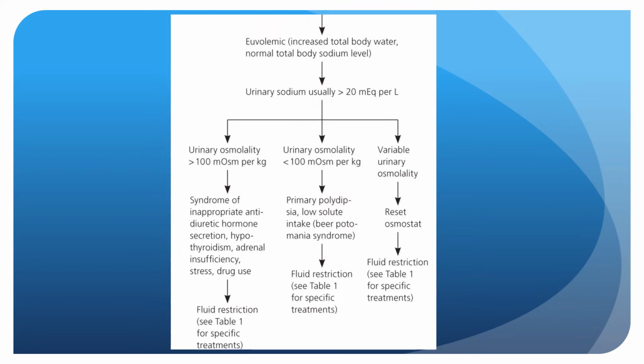The third type is when the urine osmolality is variable, or goes up and then down, and this is called reset osmostat. This occurs when the brain resets itself to a normal sodium level and is treated with fluid restriction. And you'll see from all three of these, they're all three treated with fluid restriction.